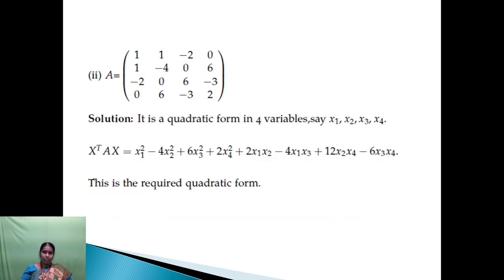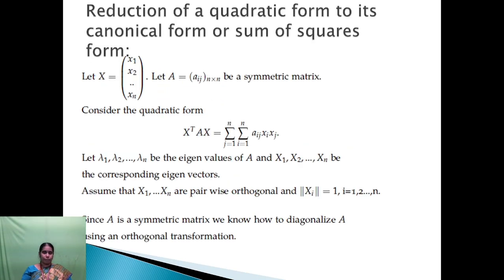In the same way, if a quadratic form is given, we can reduce it into the matrix, and if the matrix is given, we can reduce it into the quadratic form. Vice versa, we can find the value. Next, reduction of the quadratic form to its canonical form or sum of squares form. In this section, we are going to reduce our quadratic form to a canonical form.